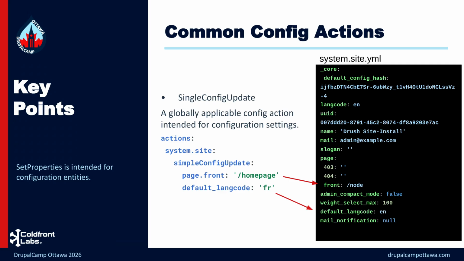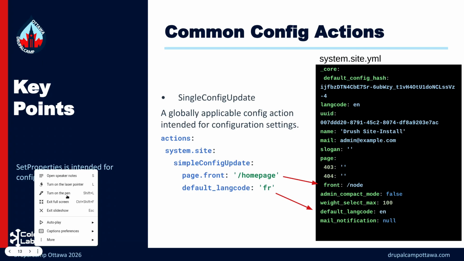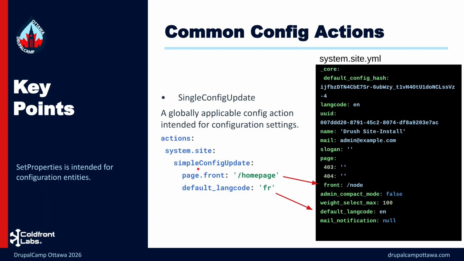Okay, so we'll get to adding recipes during my demo, but I don't want to skip some more config action stuff. So here is an example of a recipe that is applying this config action. So the config action is right here, which is the simple config update. And this is something that you use for updating configuration settings.